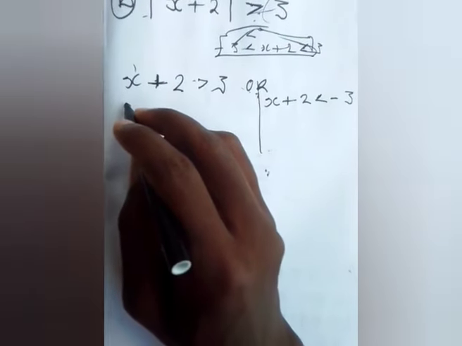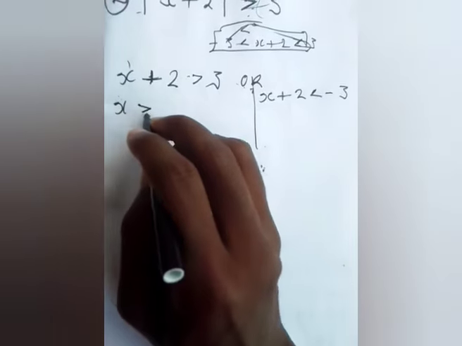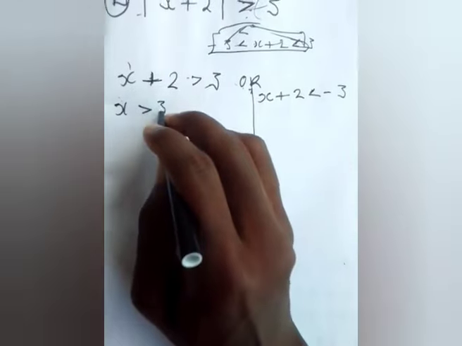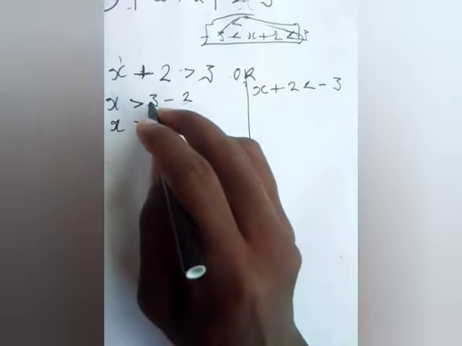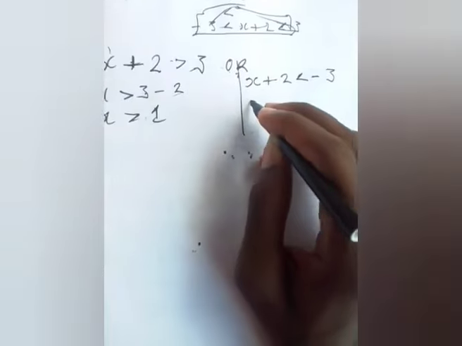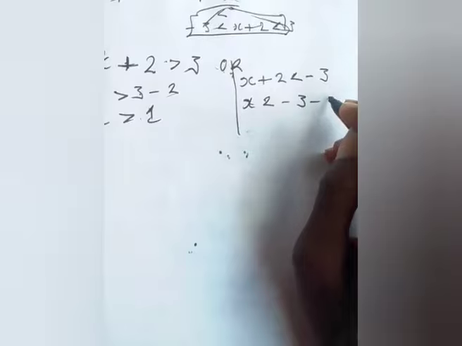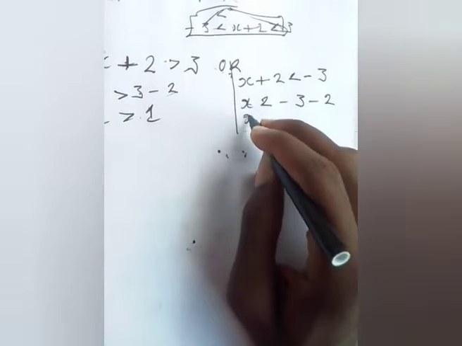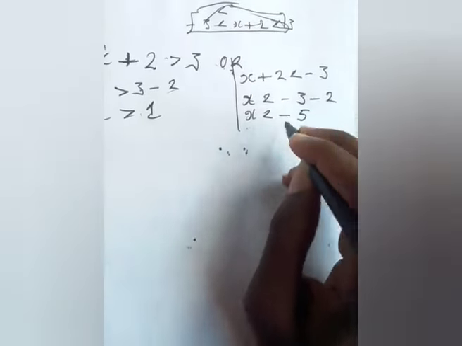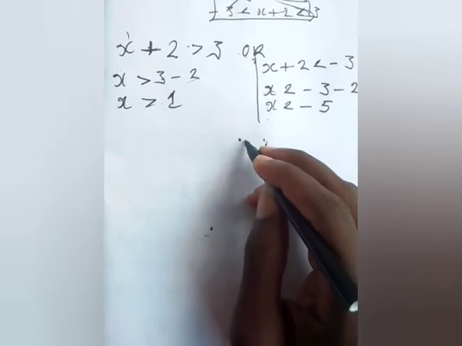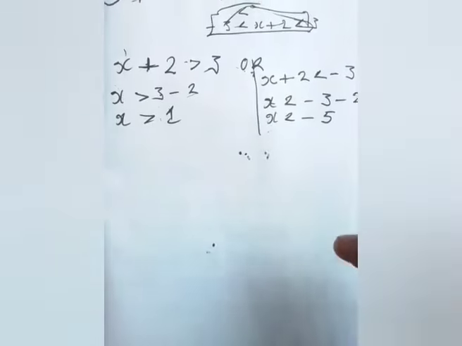Let's solve for x. So I'll say x greater than, there's already 3, so I'll take 2 to the other side, negative 2, right? Greater than, this is going to be 1, right? Then x less than negative 3 and negative 2, so x less than negative 5, right? This is what we are having right now. So we have 2 possible solutions.